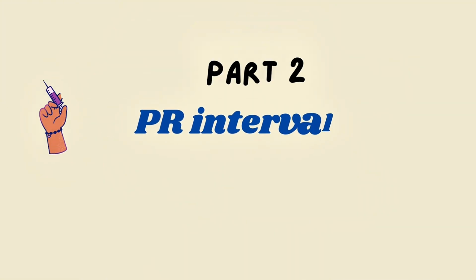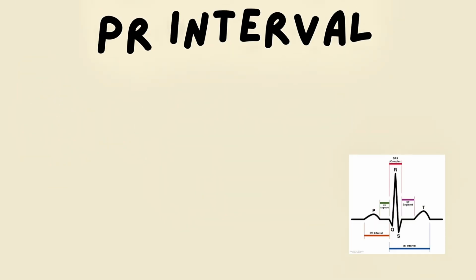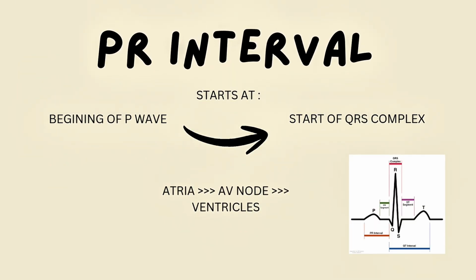That's why the P wave is small and not very tall on ECG. We'll move on to the PR interval. The PR interval starts at the beginning of the P wave and ends at the QRS complex. This interval represents the time it takes for the electrical impulse to travel from the atria, through the AV node, and towards the ventricles. The AV node has a normal physiological delay.